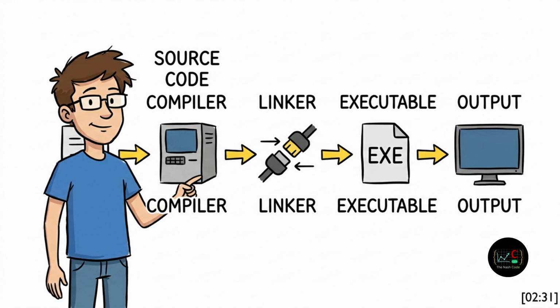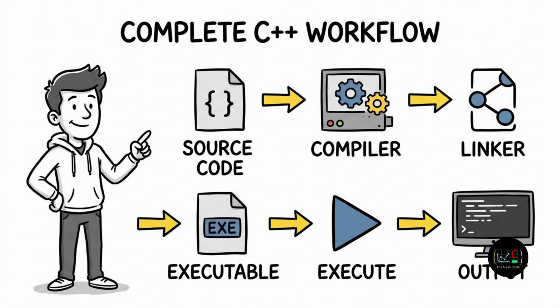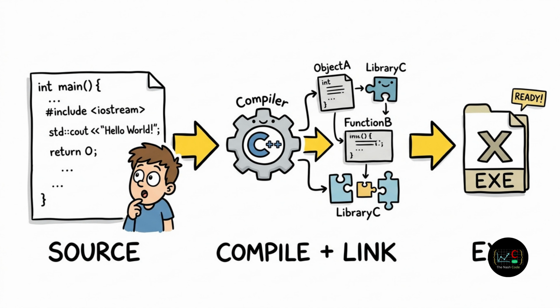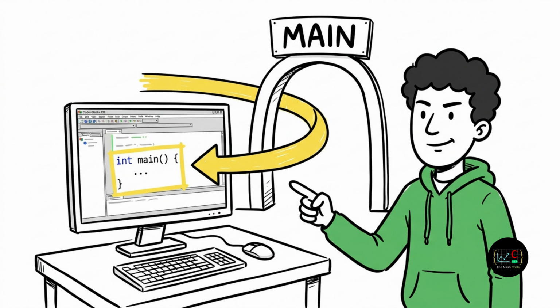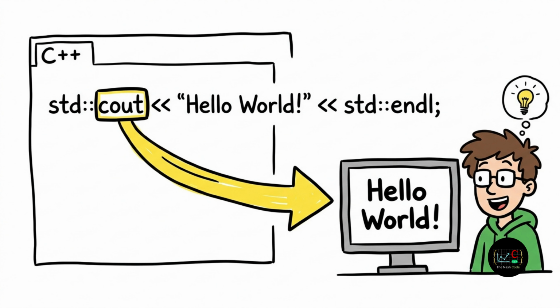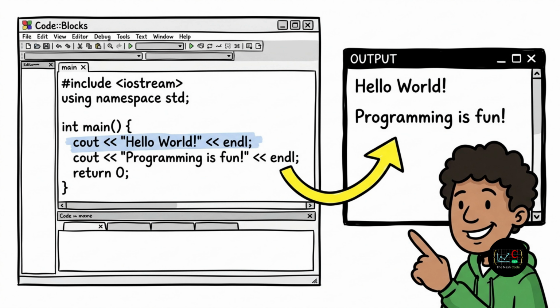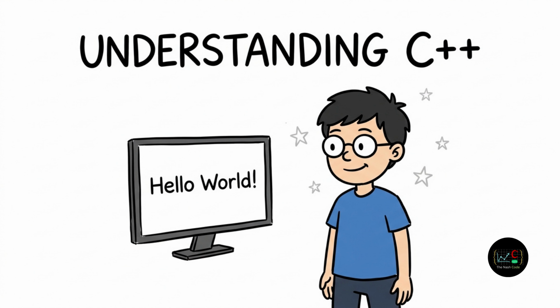So now you understand the complete journey. We write source code, the compiler processes it, the linker connects the required pieces, an executable is created, then the program executes and produces output. And inside the program, libraries provide useful functionality. Main provides the starting point, curly braces define code blocks, cout prints information, and endl helps organize output. You are no longer simply copying Hello World. You are beginning to understand how a C++ program actually works.